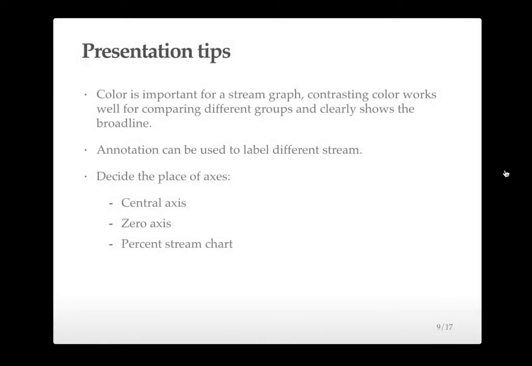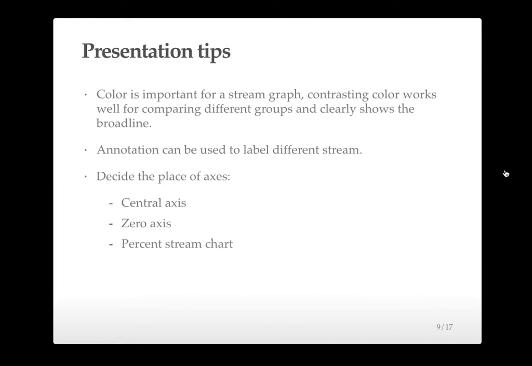Color is pretty important for stream graphs. Gradient color shows more flowing. However, contrasting color works well for comparing different groups and clearly shows the borderline. Annotation is pretty useful, especially if you want to label different groups.